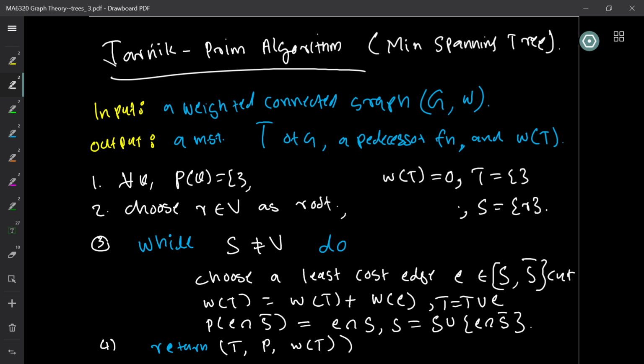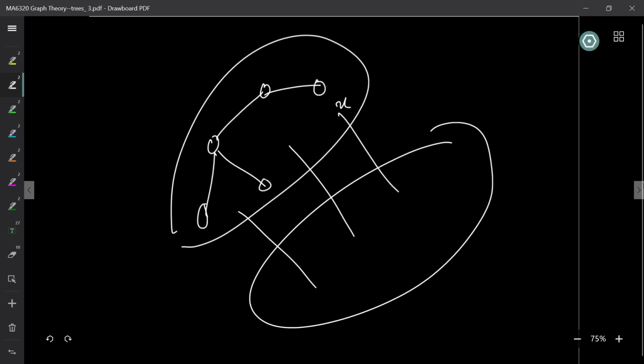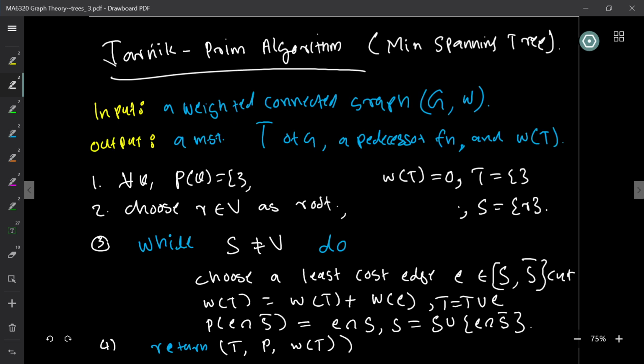Then the predecessor of the vertex that we have just picked up. Once I pick up, let's say this edge, where this is X and this is Y, and I add Y to S, I'm going to say that the predecessor of Y is X. This way I can come to Y starting from the root, once I reach X. This is what the predecessor function does. And S is now together with the vertex that we have just discovered.